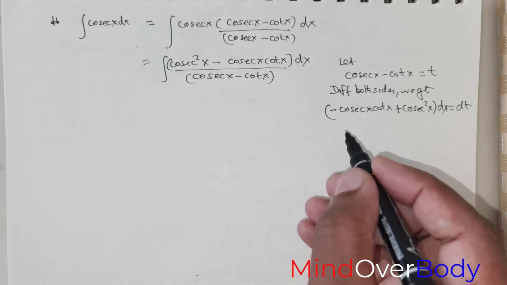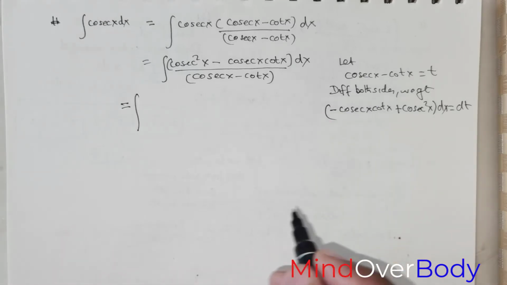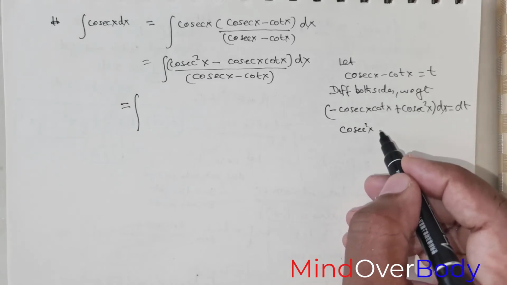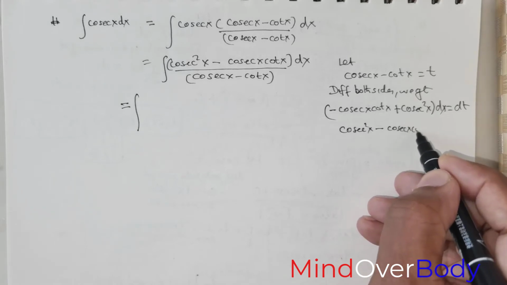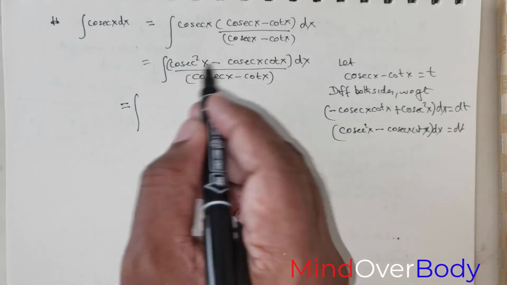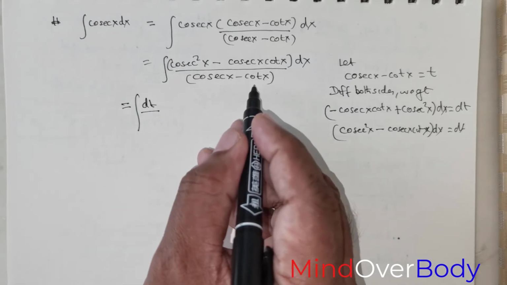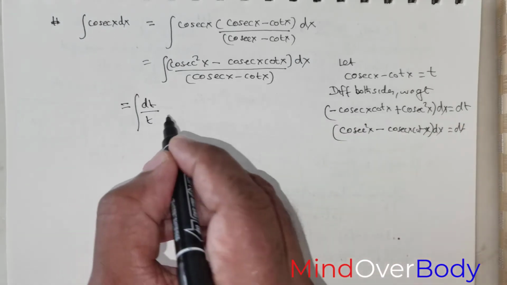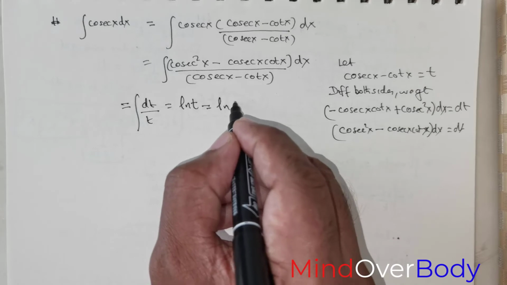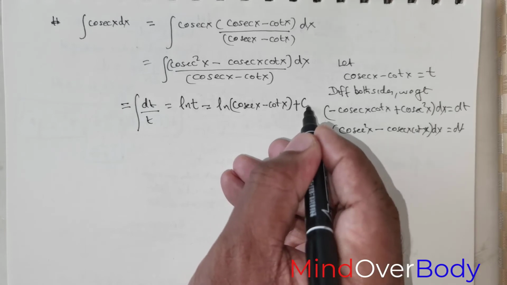So I need to rewrite this. In other words, I'm going to start with cosecant squared x minus cosecant x cot x times dx is equal to dt, so that I can make the substitution here. So this is going to give me dt over cosecant x minus cot x, that's going to be t. If I were to integrate, this is going to be ln of t, and this is going to be ln of cosecant x minus cot x, plus an arbitrary constant.